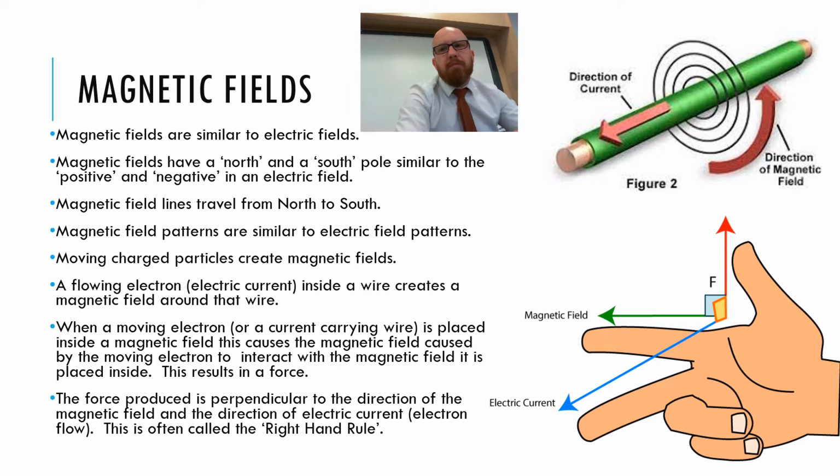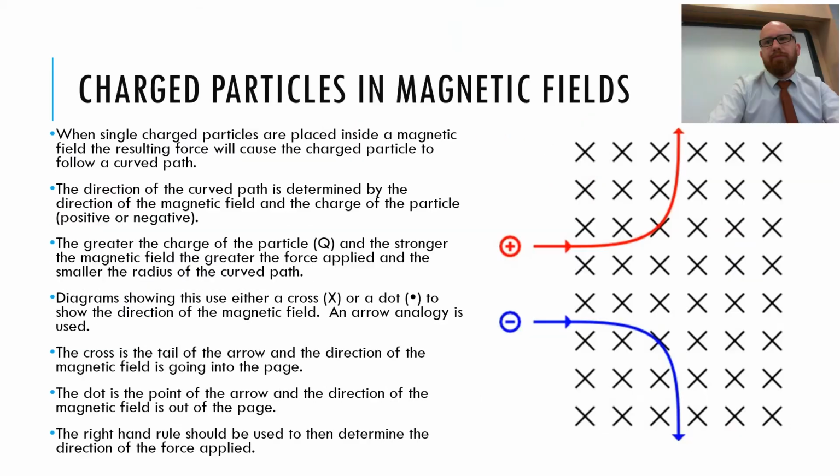So the force produced is perpendicular to the direction of the magnetic field and the direction of electric current, or electron flow. This is often called the right-hand rule. So if you know the direction of the magnetic field and you know the direction of the current or the moving electron, you can work out the force experienced by that current carrying conductor, or the electron. Now let's look at an example.